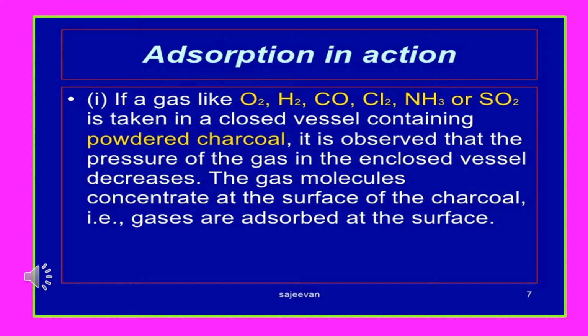The first one is if gases like oxygen, hydrogen, carbon monoxide, chlorine, ammonia or sulfur dioxide are taken in a closed vessel which contains some powdered charcoal. Then it is observed that the pressure of the gas in the enclosed vessel decreases and the gas molecules are concentrated on the surface of the charcoal. That is, the oxygen or hydrogen or carbon monoxide, etc. These gases are adsorbed on the surface of the charcoal.